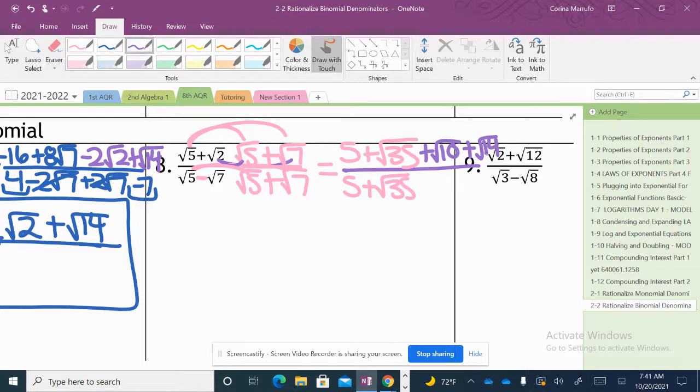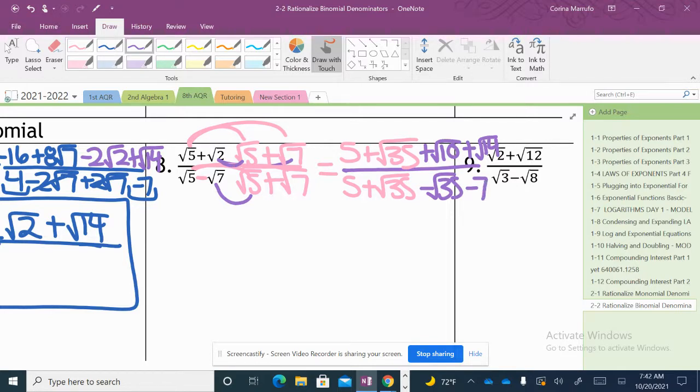Then we multiply the square root of 7. It's negative. So the negative square root of 7 times the square root of 5 is the negative square root of 35. And the negative square root of 7 times the square root of 7 is going to give me a whole number. And a negative and a positive give me negative. So it'll be negative 7.